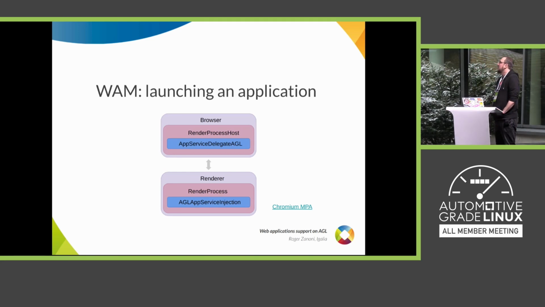And those are the two classes I'm going to talk about more in the next slides. Like I mentioned before, one spreads across the browser and renderer process. The app service delegate AGL, it's the server class responsible for receiving calls from the renderer processes. And AGL app service injection is the code that's injected in the JavaScript context for all WAM applications.